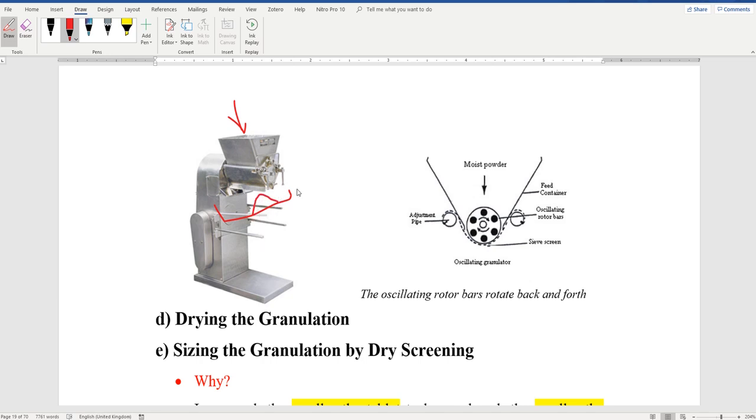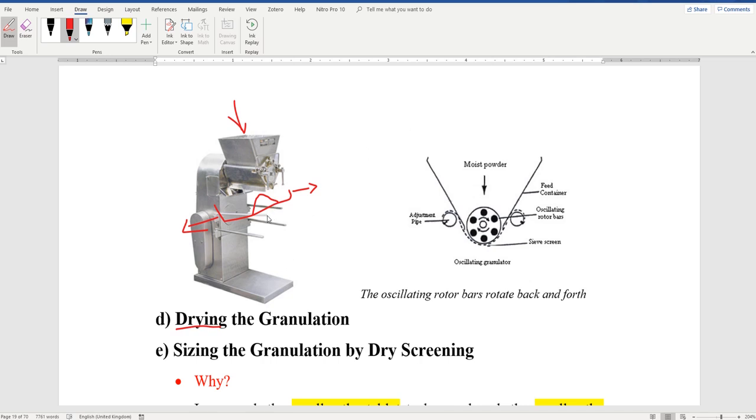That's why you need to move this tray right and left in order to distribute the granules that fall from here into the whole tray, so that they are evenly distributed in the tray. What do you do with this tray? You take it for drying.